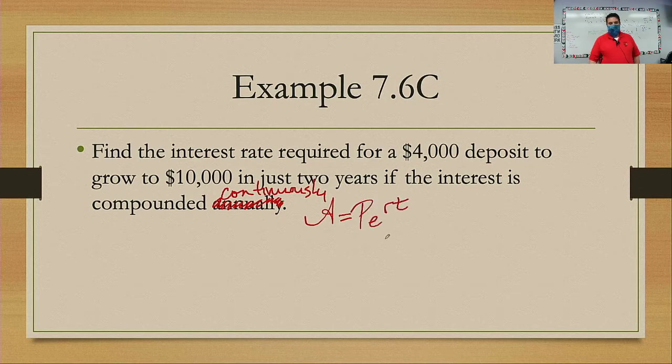Okay, so I know I want this to be 10,000. I'm going to put in 4,000. e is its own number, so we don't plug anything in. The rate is the thing I'm trying to find. Time is 2 years.